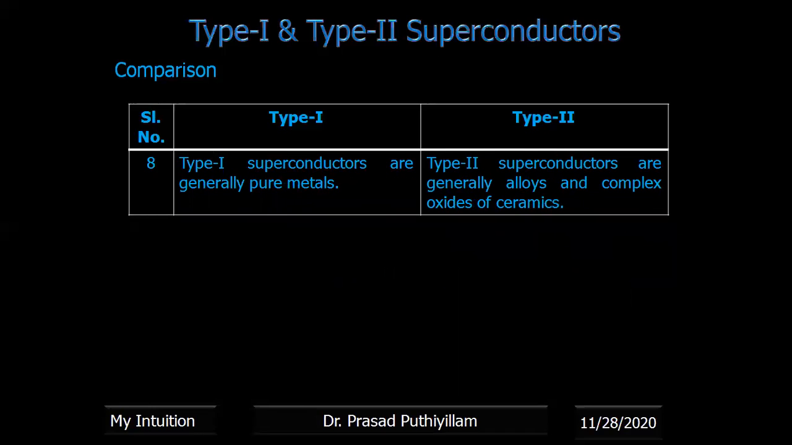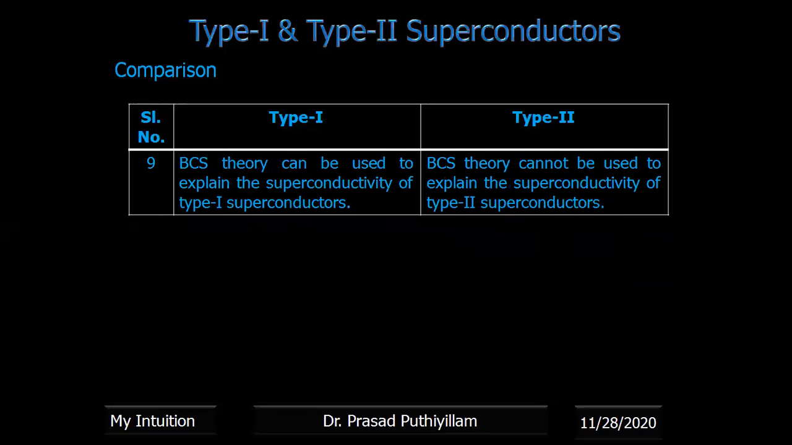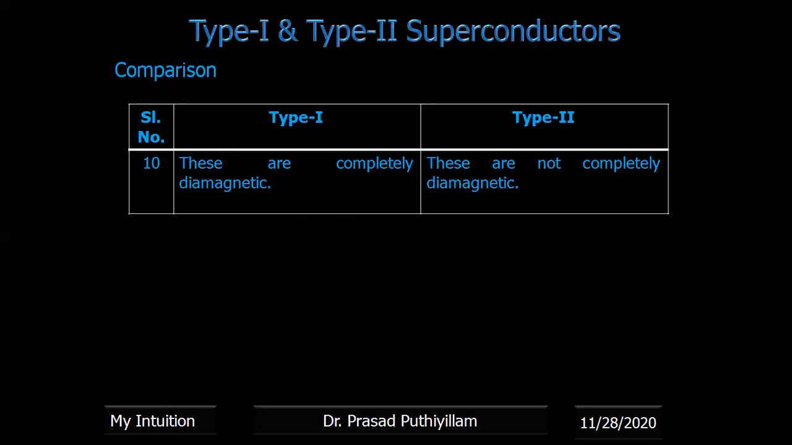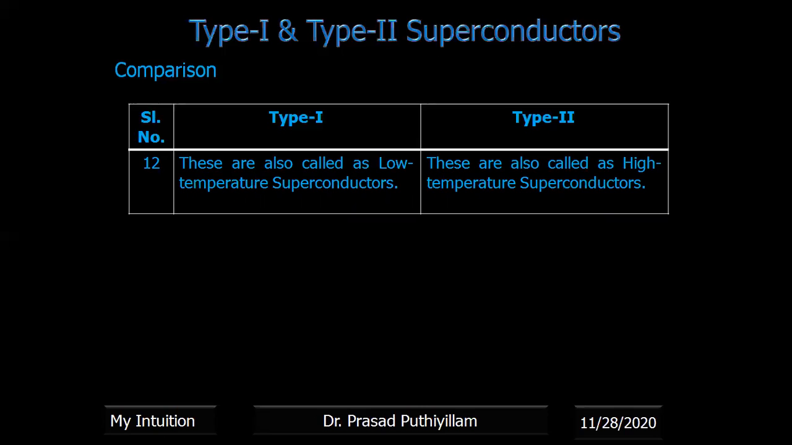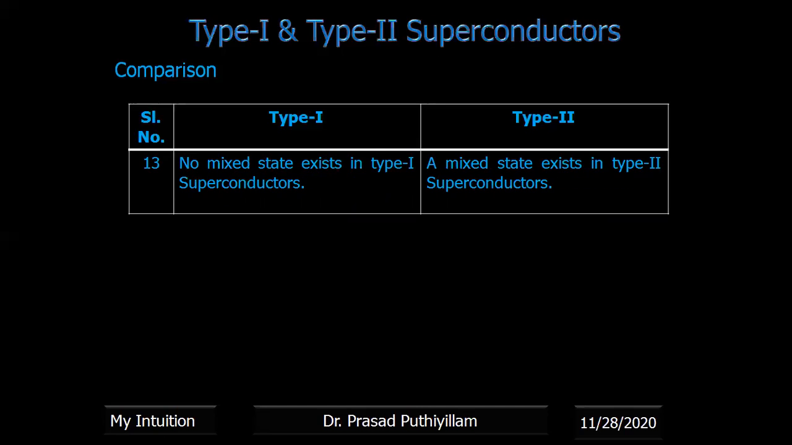Type 1 superconductors are generally pure metals, and type 2 are mainly alloys or complex oxides. Type 1 obeys BCS theory. BCS theory can be used to explain the superconductivity of type 1, whereas BCS theory cannot be used to explain the superconductivity of type 2 superconductors. Type 1 are completely diamagnetic, but type 2 are not completely diamagnetic. Type 1 are soft superconductors, whereas type 2 we call hard superconductors. Type 1 are called low temperature superconductors, whereas type 2 are high temperature superconductors.